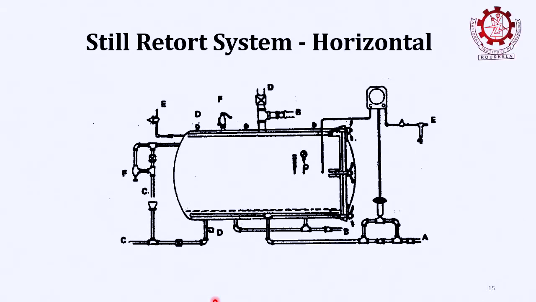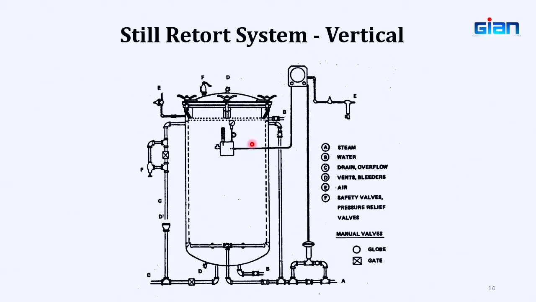This is another version, rather than vertical. This is the horizontal system, and in fact, you can see in your notes that there are different valves. Some place to inject steam, some place to take the air out. There is a safety valve, there is a way to inject cold water, and there is a way to drain that cold water once cooling is done. So all these nomenclatures are there.